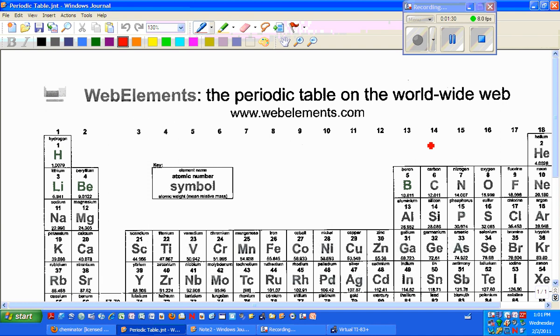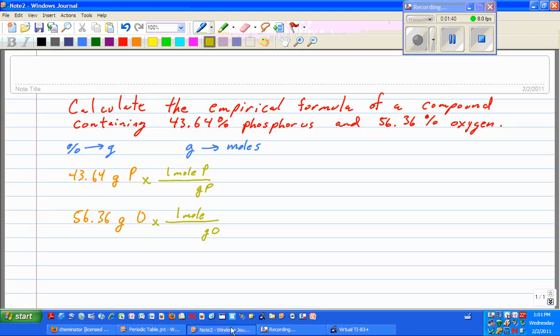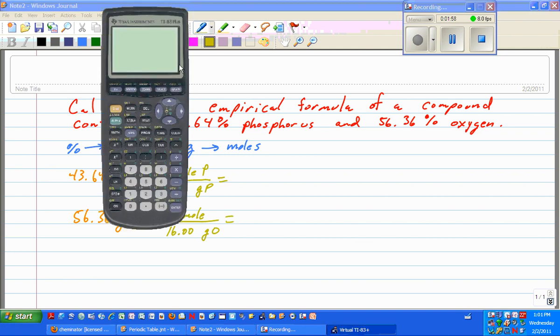So for phosphorus, which is right here, phosphorus is 30.97. So let's go back to our problem here. This is 30.97 grams of phosphorus, and then oxygen. We've used this enough that we know it's 16.00 grams of oxygen. So now we can go ahead and grab a calculator and figure this up.